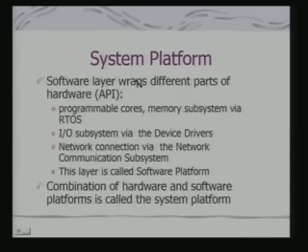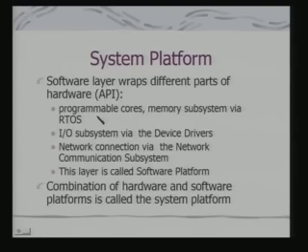So, what is really a system platform? Because a platform cannot exist independent of the software. One part of the platform is obviously the hardware platform. On top of that, we have to have a software layer which wraps different parts of the hardware.